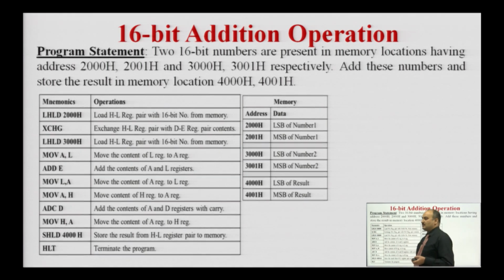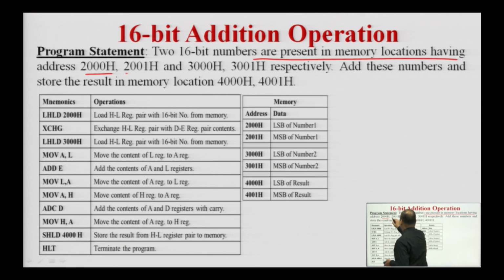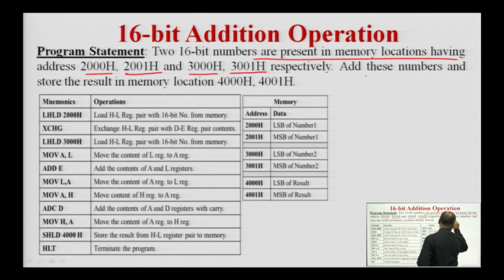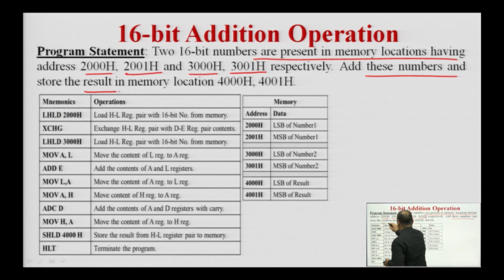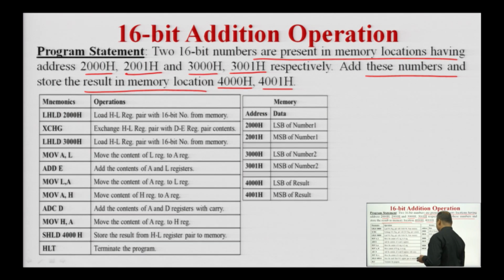So, here 16-bit is nothing but 2 bytes, or we can say that we require 2 consecutive memory locations to load this 16-bit number, because each memory location is able to load an 8-bit number. So, here the 2 16-bit numbers are present in memory locations having addresses 2000 H, 2001 H and 3000 H, 3001 H respectively. Add these numbers and store the result into the memory locations having addresses 4000 H and 4001 H. So, this is the memory.